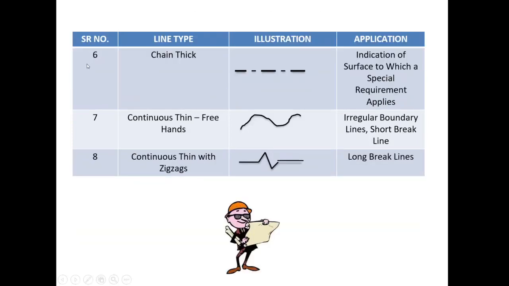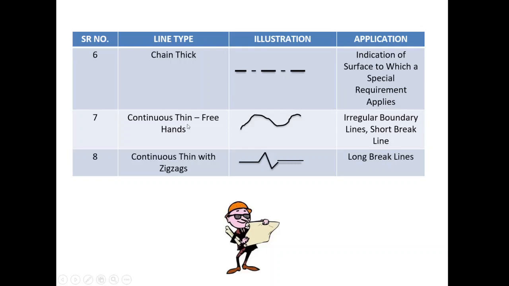Now we will move towards the next type, that is chain thick. See, chain thick can be illustrated as this. All the lines are thick in nature. Long, short, long, short, long. This is used to indicate the surface to which a special requirement is applied. For the special requirement, this is given.